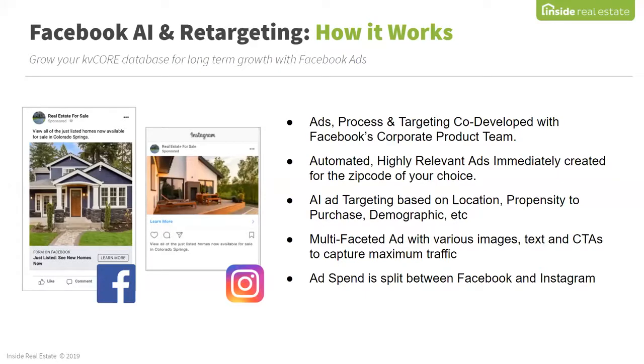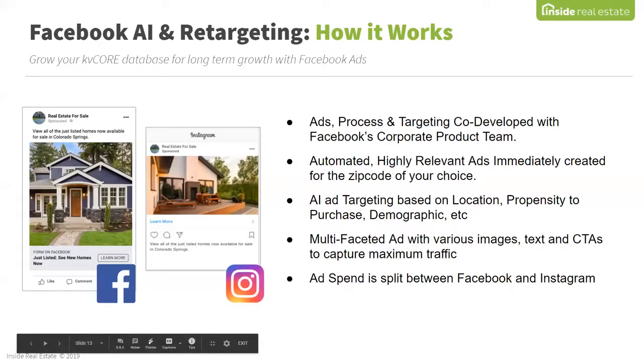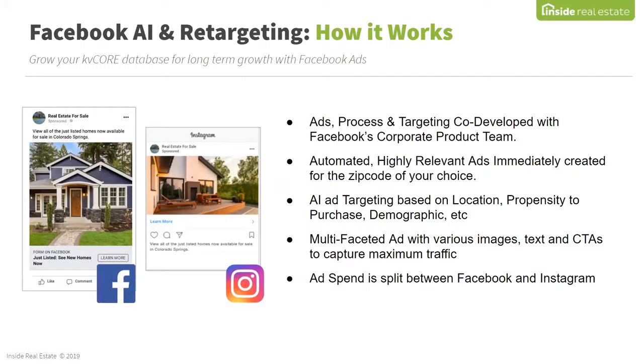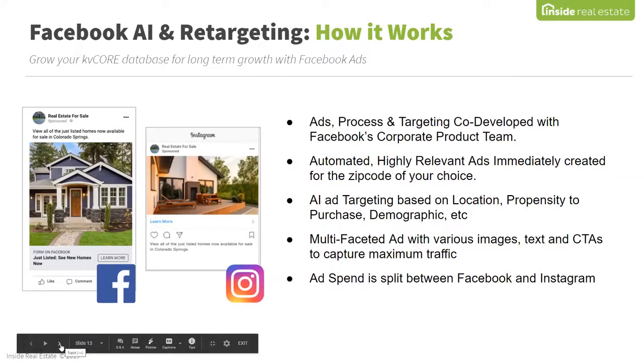Like I said, they're always automated, highly relevant. They're immediately created just based on the zip code or the location of your choice; this is an old slide, the location of your choice is what that should say. And we're using Facebook's AI algorithms to make sure we're targeting people who have the propensity to purchase. They've got a really good algorithm to do that, so we're pulling that in and building that out.